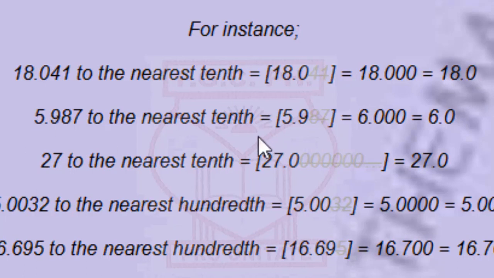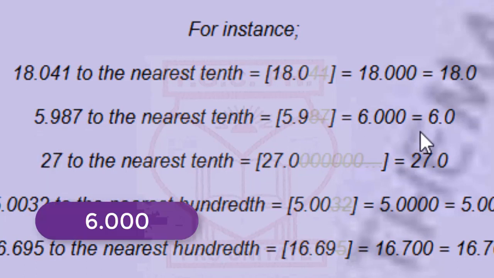So the same way, if I approximate 5.987 to the nearest tenth, I'm going to get 5.9 and 8 being rounded up, this becomes 6.0. So 6.000 is what I'll get, making it 6.0 because I have to leave 1 zero in the 10th place.